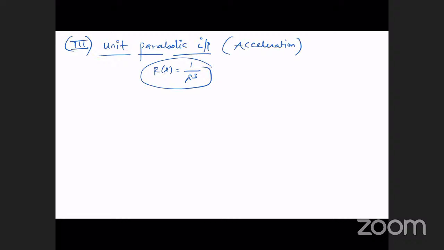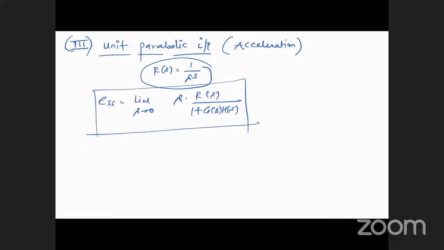So look at this. The unit parabolic input I have taken, R of s is equal to 1 upon s cube. And let me repeat my formula. ESS was limit s tends to 0, s into R of s upon 1 plus G of s H of s. This kind of ESS we have, right? For which R of s is equal to 1 upon s cube. Yes or no?